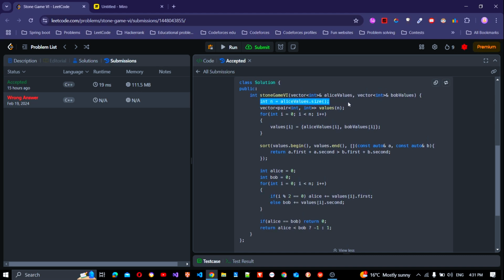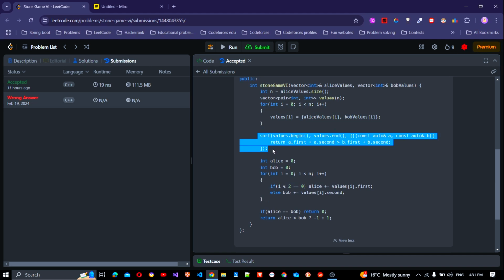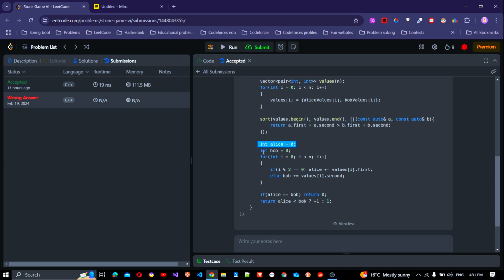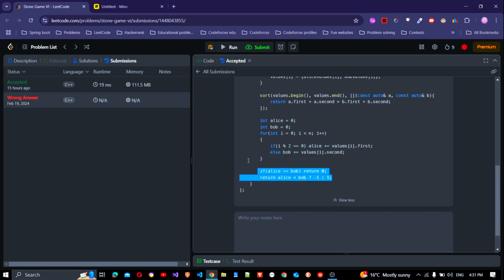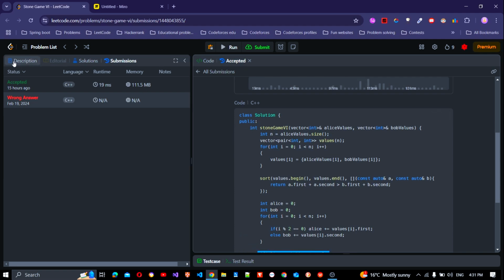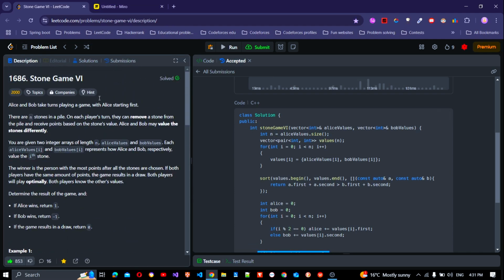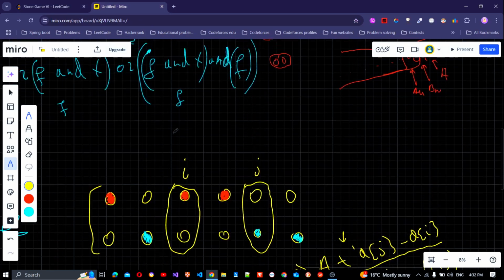We have Alice values and Bob values, and I put them in a pair, and then we sort them according to our criteria. Then we have Alice to represent Alice's score and Bob to represent Bob's score, and they take the stones, starting with Alice. So Alice will take all the stones at even indices, and Bob will take the odd indices. And at the end, we just check the conditions. That is how you can solve this problem by this reasoning.